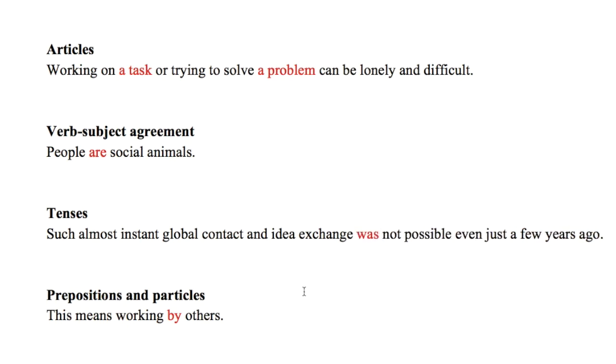And finally, prepositions and particles. "This means working by others." By sounds a little bit strange. Probably with others is better. "This means working with others." So what you can do is try and figure out the common errors that you make and focus attention on those when you are editing your report.